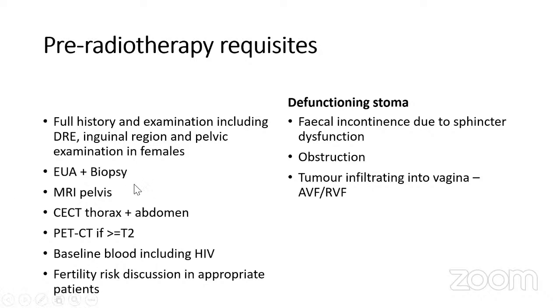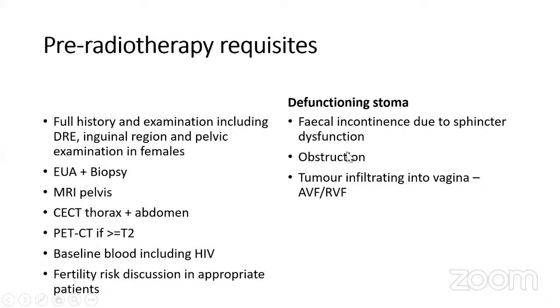Then get a biopsy, possibly under anesthesia, and then do an MRI pelvis for the local staging and a CT thorax and abdomen to rule out visceral metastasis, and then go for a PET CT scan if it is more than T2. Do baseline bloods, including HIV, as anal cancer is an age-defining illness, and discuss the fertility options in patients, especially in young patients, because there is a risk of sterility with your radiotherapy.